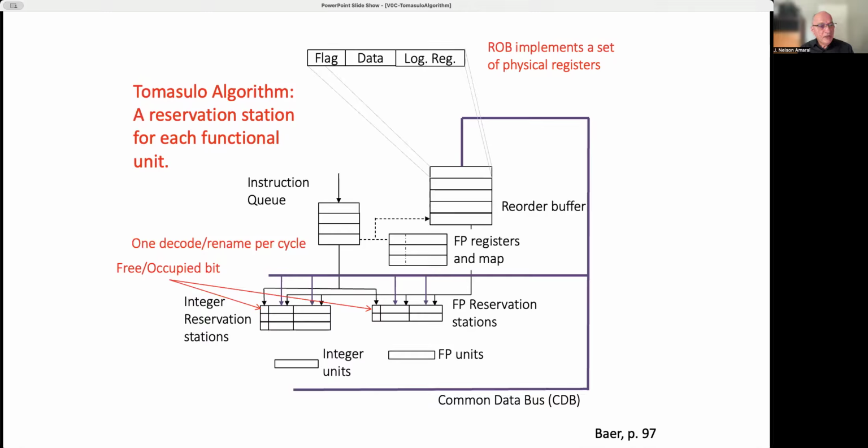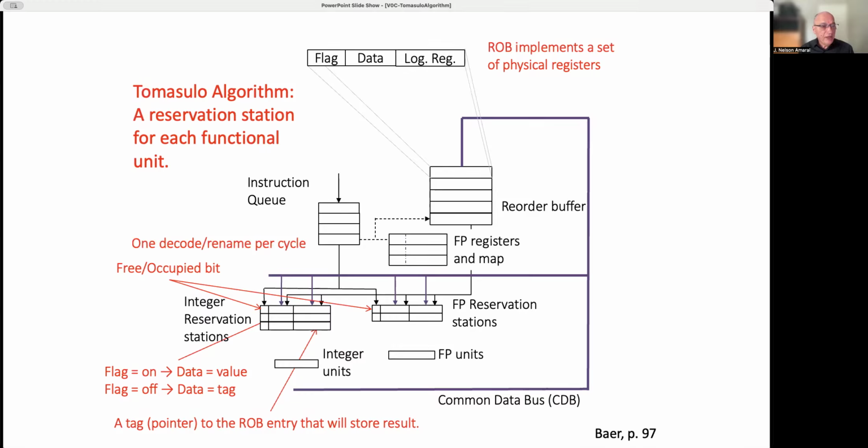There is a flag for each entry of each reservation station. What this flag indicates is whether that entry of the reservation station is currently free and thus can be occupied by a new instruction, or if it's currently occupied and thus not available. And there are also flags for the values or the operands of the instructions. If a flag is on, the data is a value, which means that I already have the value in the reservation station. If the flag is off, it indicates that what I have is a tag and I need to wait for that value to be computed.